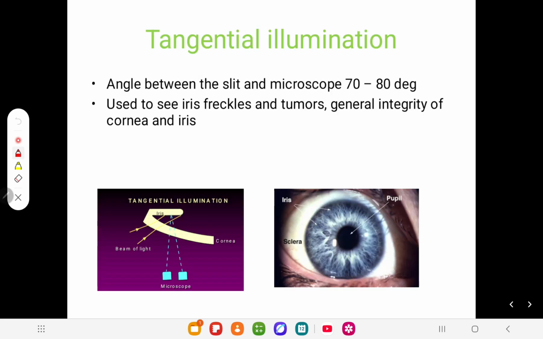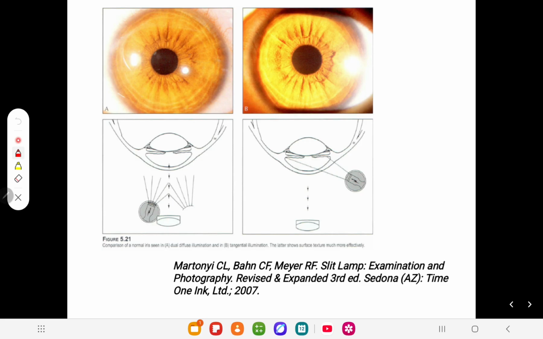What is tangential illumination? Tangential illumination means the angle between the slit and microscope, the illumination system and observation system, is very high. Actually, the microscope remains straight towards the eye. We throw the light very tangentially towards the iris. It is used for iris flecks, tumors, and general integrity of the cornea and iris. We throw light tangentially, from the very side of the iris.